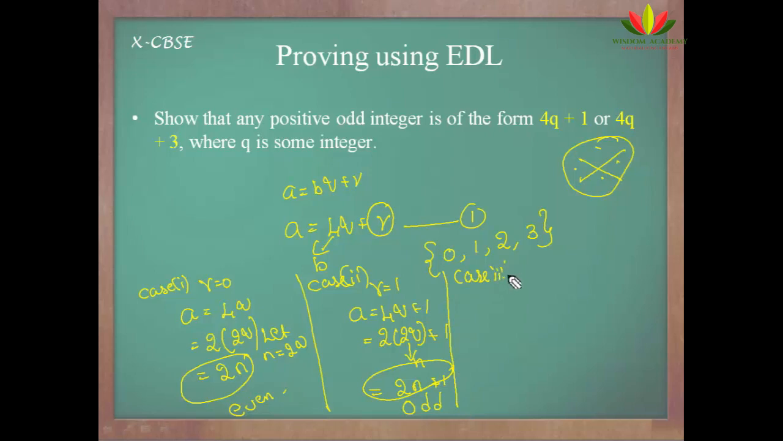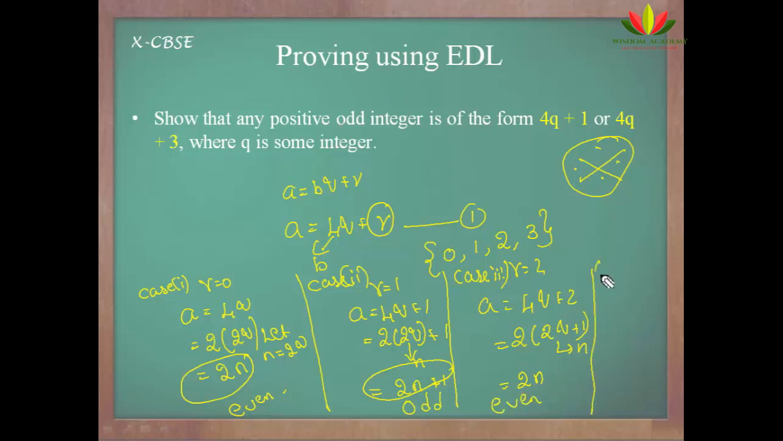What case 3 says is, my r will be equal to 2, that is a will be equal to 4q plus 2. I can take 2 common outside, so 2q plus 1 will be inside. I will take this as n, so 2n. So once again it is even.